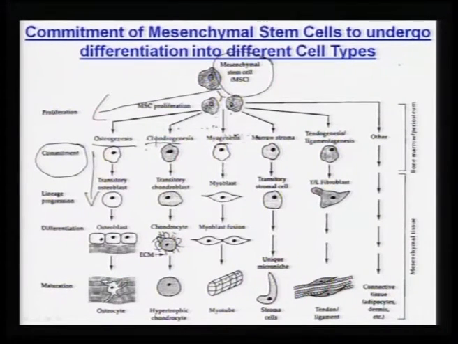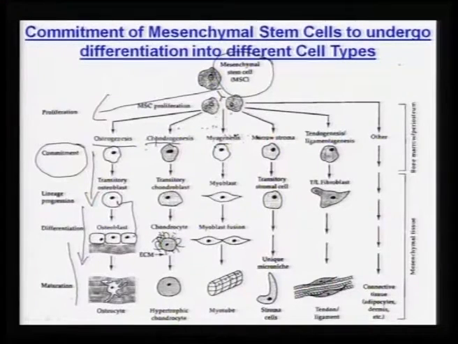Similarly, here commitment means once the cell is committed to differentiation, it will go first to transitory osteoblast, then it will be differentiated to osteoblast. Transitory osteoblast and osteoblast cells have different gene expression or different cellular functionality, and then it will go to more matured cells, called osteocytes.